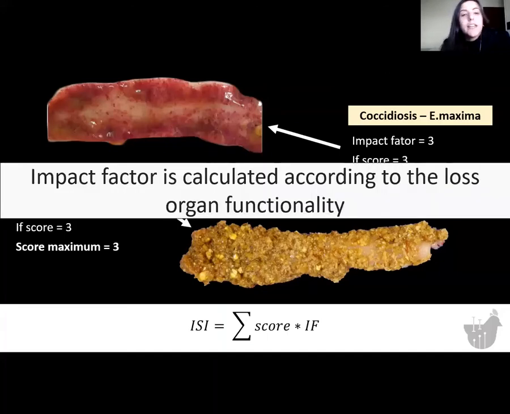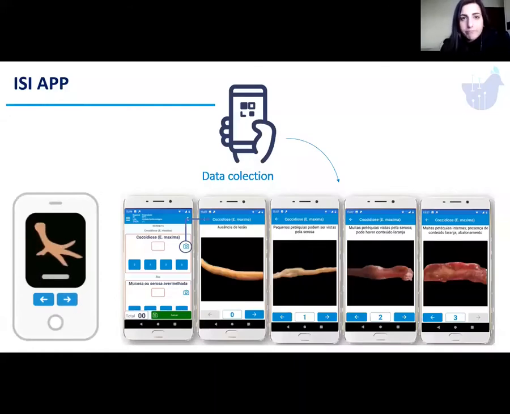The impact factor is calculated according to the loss of organ functionality. So how does the app work? This is the app. There are pictures in the app, with scores 0, 1, 2, 3, of all systems: locomotor, respiratory, gastrointestinal, intestinal organs. Then I just need to choose which of these lesions is closest to the bird that I evaluated, and the app does the rest.